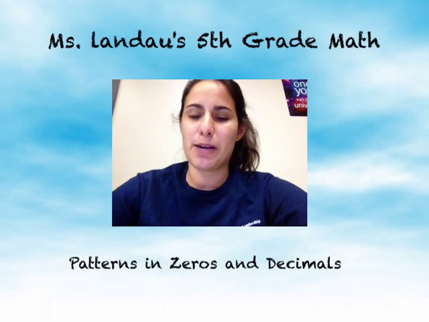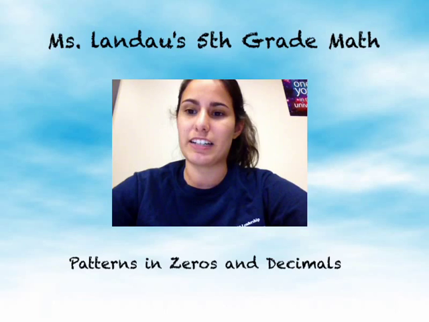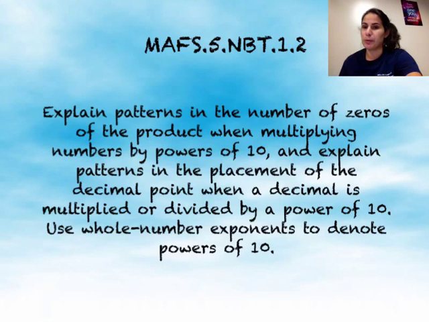Today we're going to be learning about patterns in zeros and decimals. The standard we're working on today is explain patterns in the number of zeros of the product when multiplying numbers by powers of 10, and explain patterns in the placement of the decimal point when a decimal is multiplied or divided by a power of 10. Use whole number exponents to denote powers of 10.